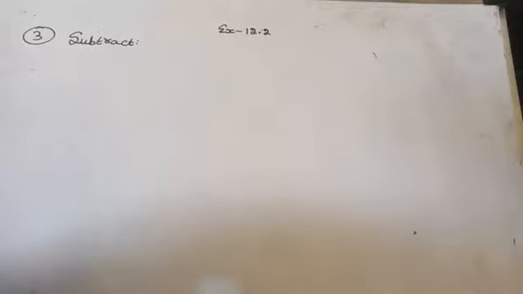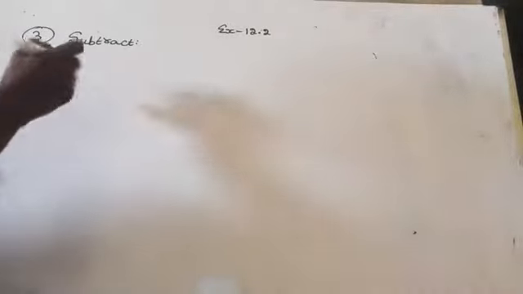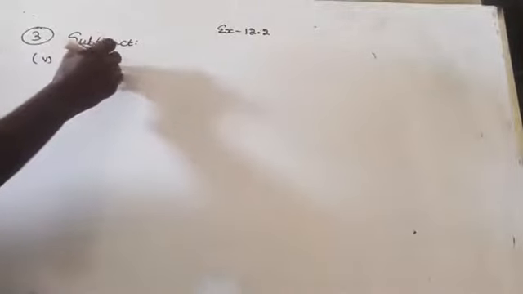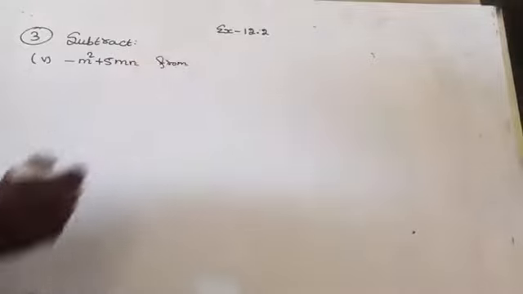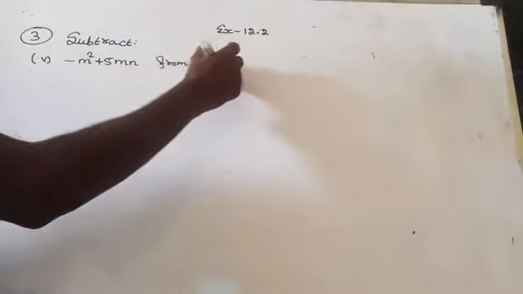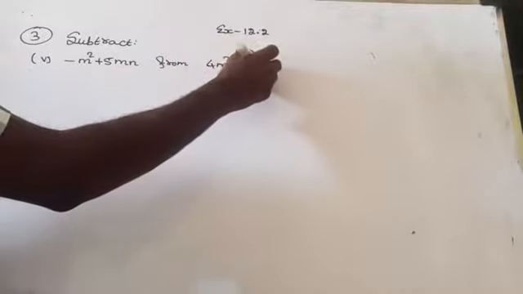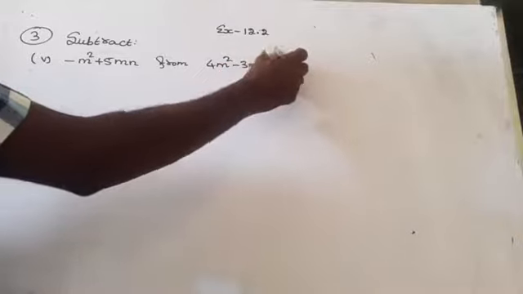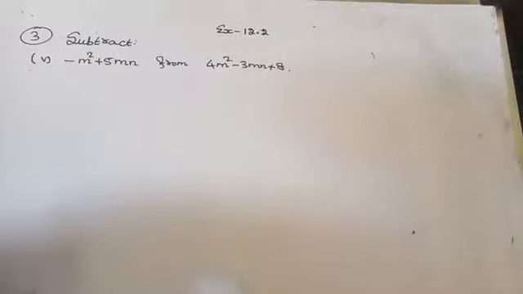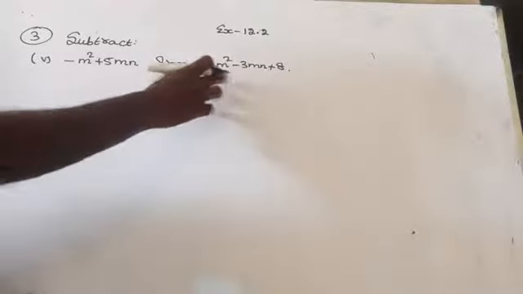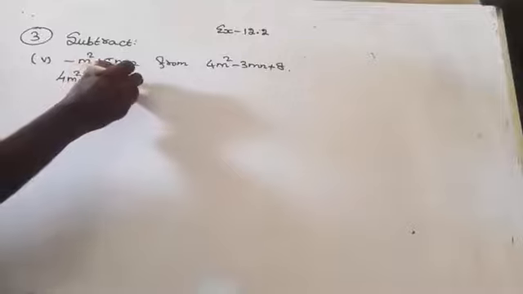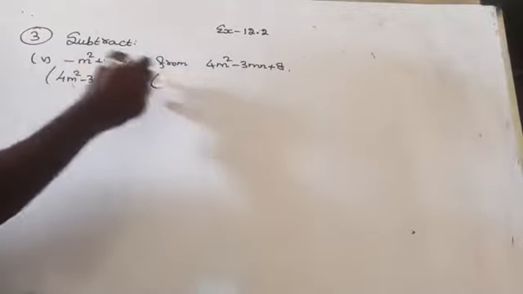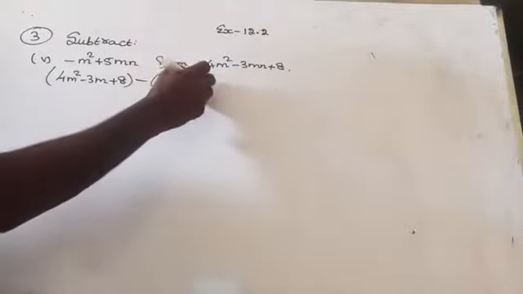Now look at the fifth part of this question. Subtract minus m square plus 5mn from 4m square minus 3mn plus 8. So what will come first? This will come first: from 4m square minus 3mn plus 8, minus of minus m square plus 5mn.